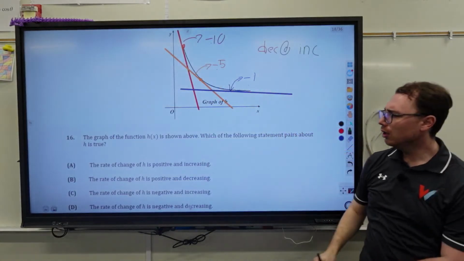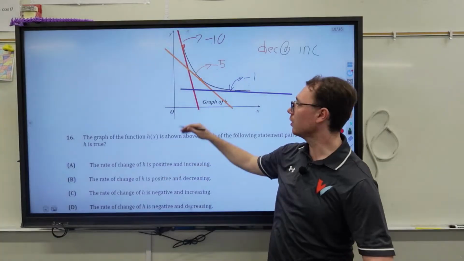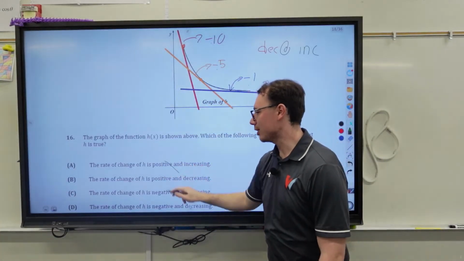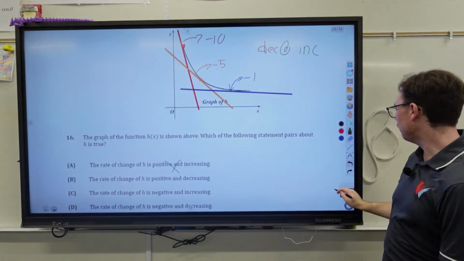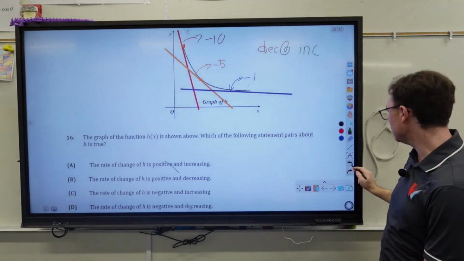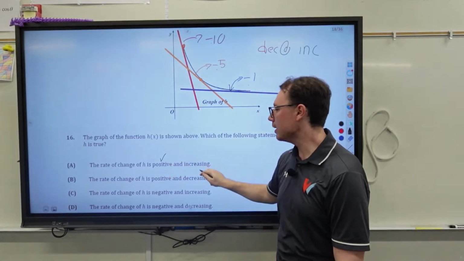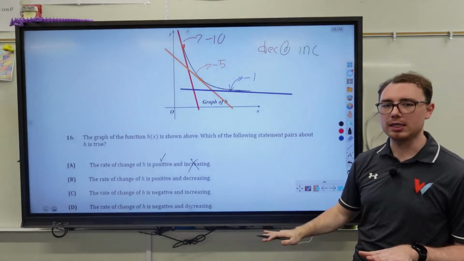So for this one here, we know that h of x is positive because it's just in that top section of the graph, and increasing, that's wrong. So we know that the graph itself happens to be positive. So this term here technically is correct, but it's definitely not increasing. The graph is going down.